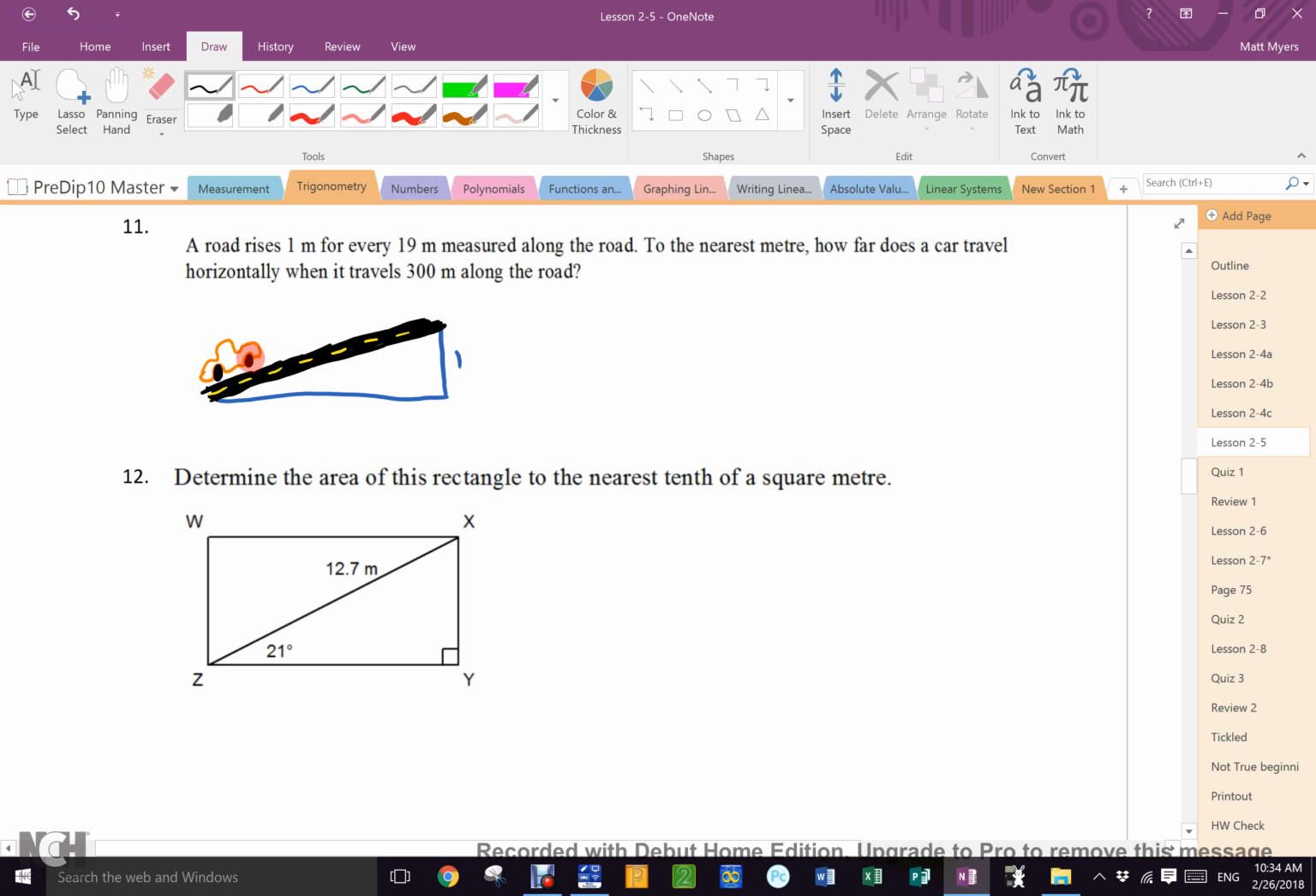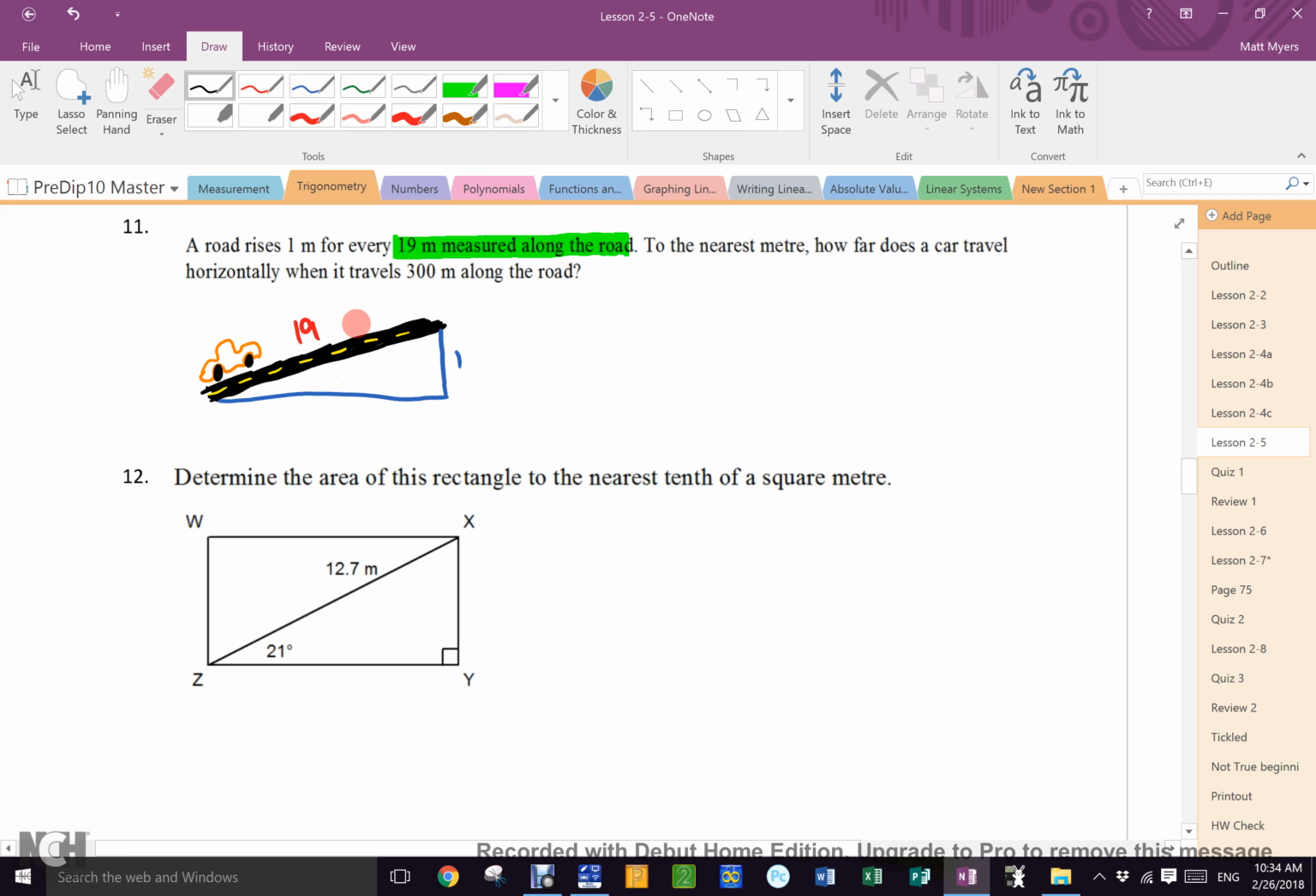Where does the 19 go? Nowhere. I mean, it's on the hypotenuse, because you are measuring along the road. Actually, you're right. You are not drilling through the hill and then putting in an elevator to go up. Hold on. It says 1 meter for every 19 meters measured along the road. There we go.